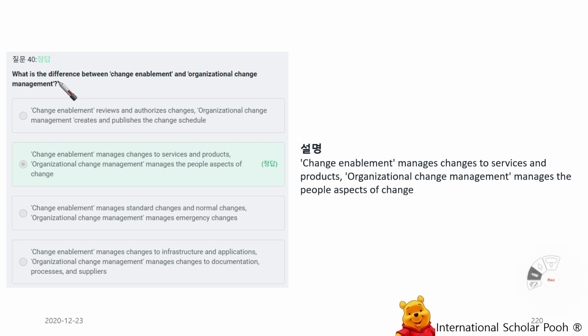What is the difference between change enablement and organizational change management? Change enablement manages changes to services and the product. Organizational change management manages the people aspect of change. Change enablement manages changes to services and the product. Organizational change management manages the people aspect of change.